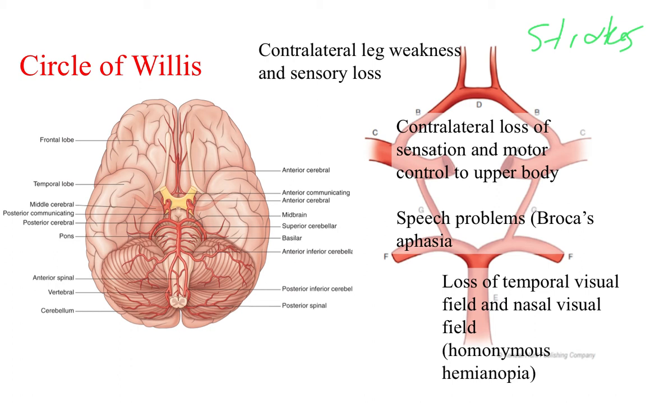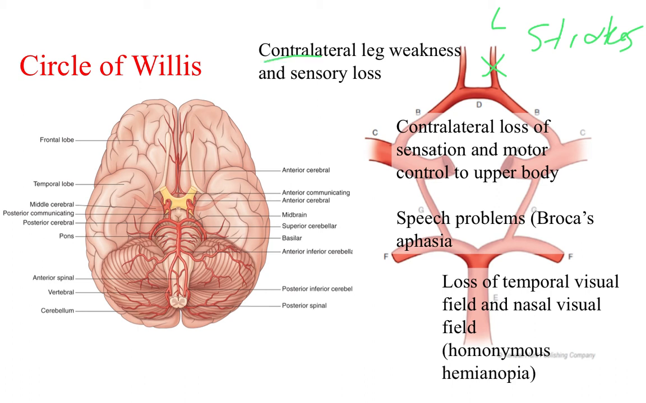So if you have a compromise in your blood supply to one of your anterior communicating arteries, what you're going to see is contralateral leg weakness and sensory loss. All right, so if this is the left side, you're going to have leg weakness on the right side. Why? Because remember, the left hemisphere of your brain controls the right side of your body due to that decussation of these nerves that we talked about, both sensory and motor. All right, so if you have a stroke in the left side of your brain, the right side of your body is going to be affected, and that's what we mean by contralateral.